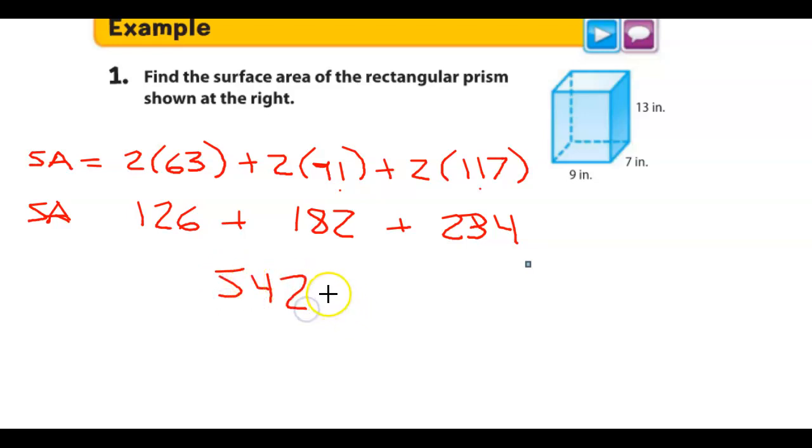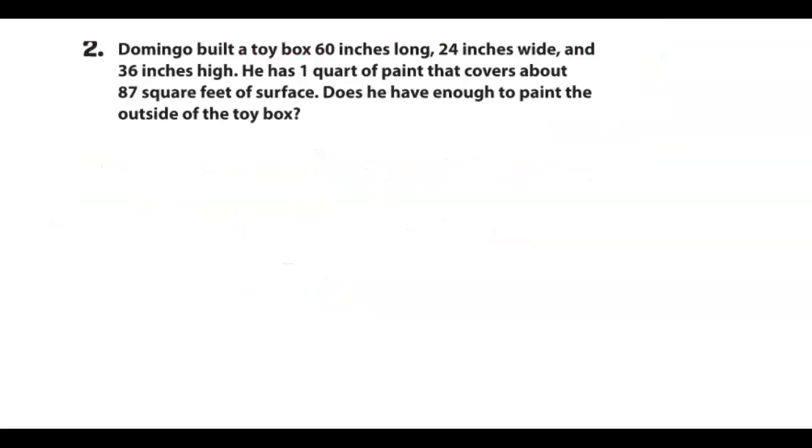Let's take a look at that. We're dealing with inches. Are we dealing with any sort of volume or area? We are dealing with area, so we're going to go ahead and square that answer. Okay, nice and easy, you guys. The surface area is 542 inches squared. Let's move on down to problem number 2.